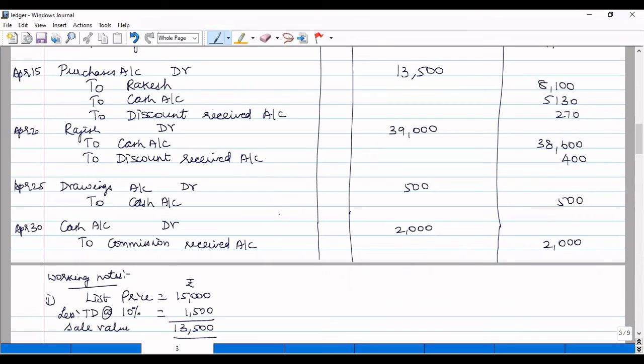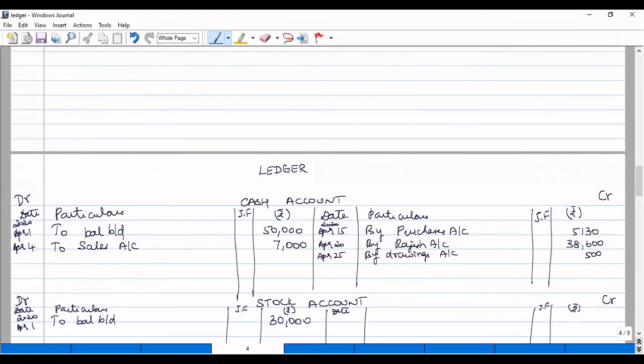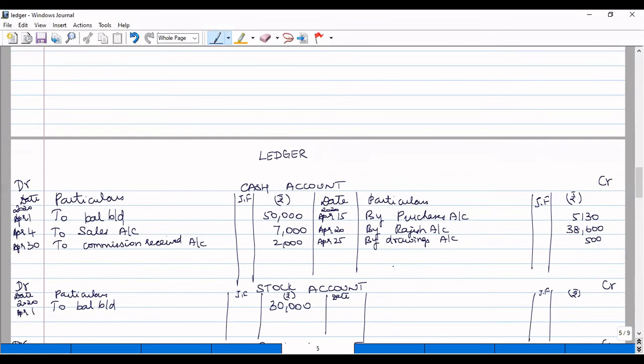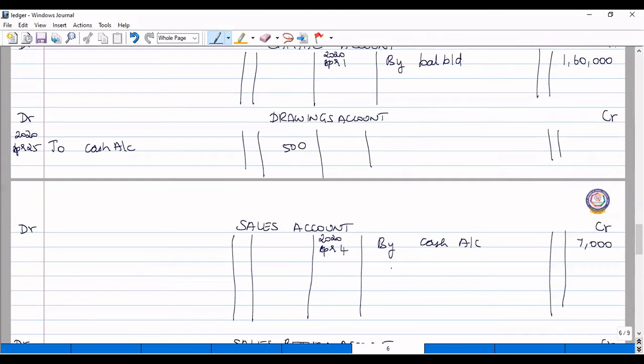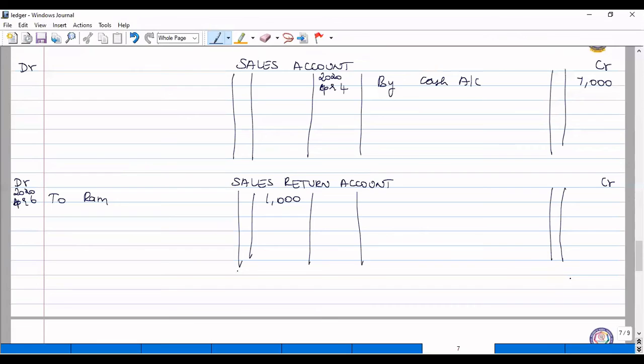And this is because we have received a commission in the form of cash. Okay, so come to the debit item, cash account on April 30th to commission received. How much is the amount? It is 2000. Now we have not opened any account for commission received. So we have to open an account for commission received. We have an empty space here, so we will utilize it. Commission received account.